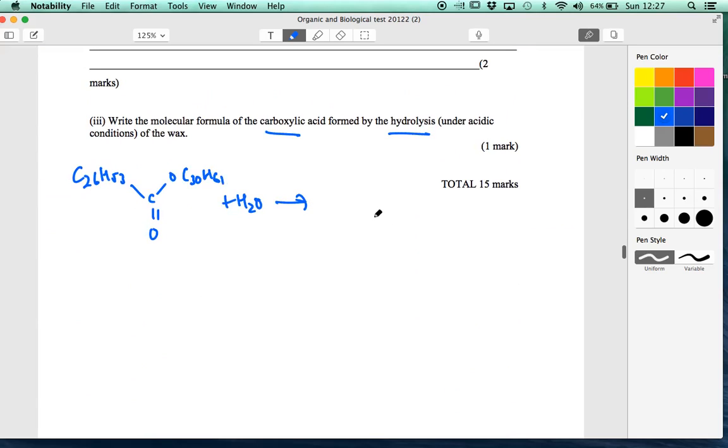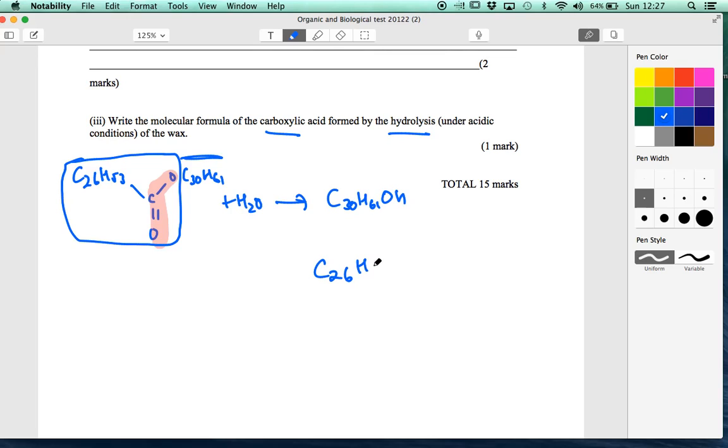It's a backwards reaction for an ester. Again, here is my ester functional group, which means that this here is the alcohol side chain, and here is my main chain just here. So my alcohol is my side chain, there's my carboxylic acid. So the alcohol would be C30H61OH, but my carboxylic acid would be C26H53COOH.